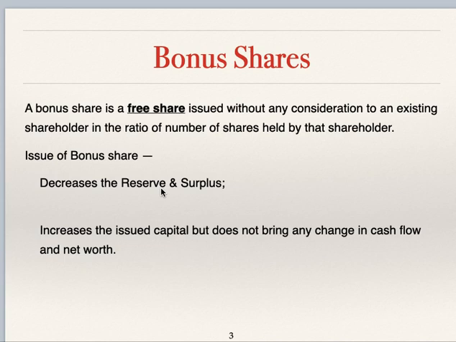If the company has sufficient amount of reserves and surplus, bonus shares can be issued from that. So the journal entry for this can be: debit reserves and surplus, that is general reserve, reserve fund, profit and loss account, and credit share capital.